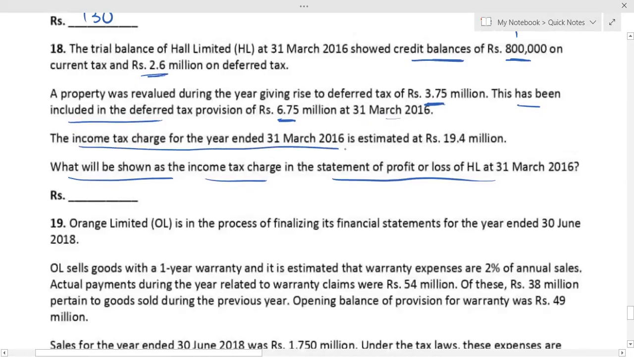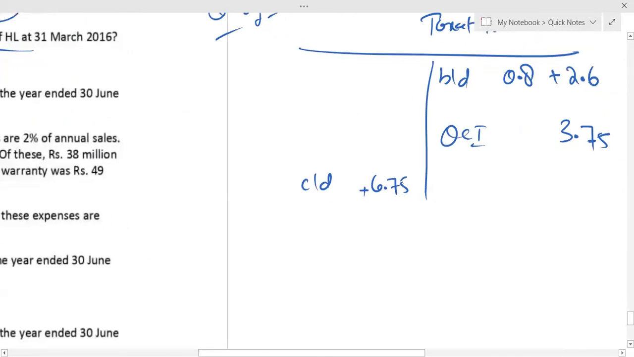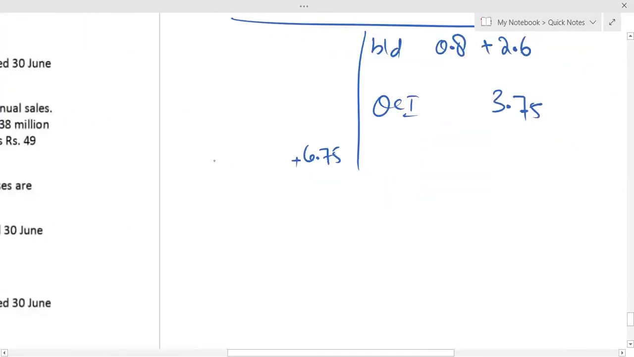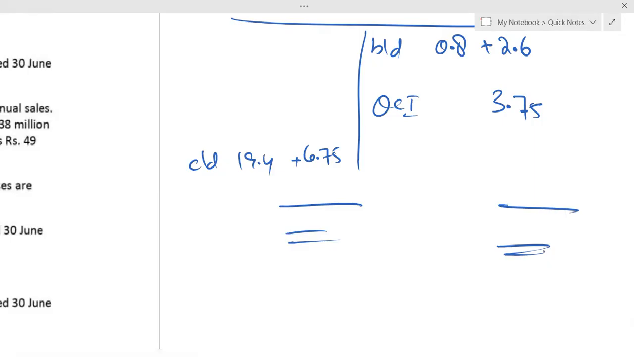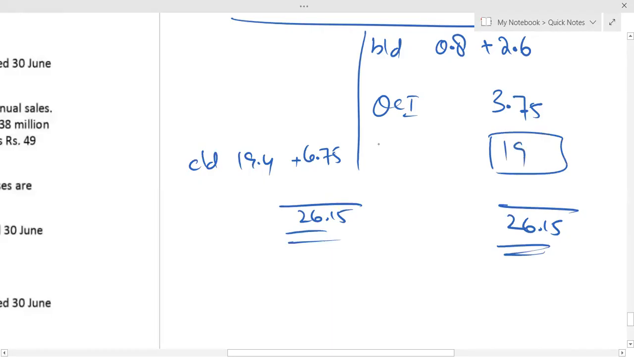The income tax charge for the year. So the closing balance of current tax payable is 19.4. Let me calculate: 19.4 plus 6.75, I'm getting 26.15. From this 26.15 minus 0.8 minus 2.6 minus 3.75, I'm getting income tax expense 19.